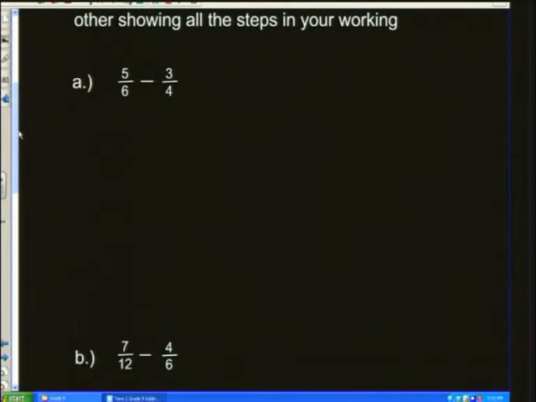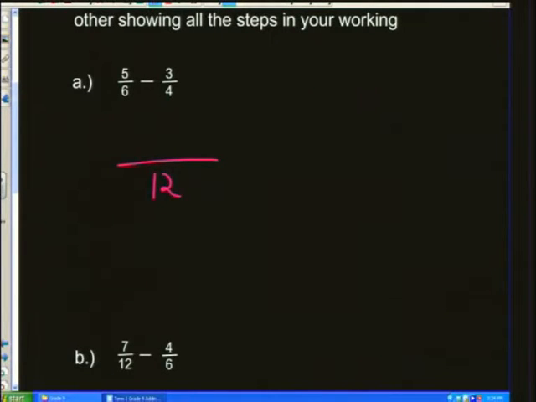So I'm going to do 5 over 6 subtract 3 over 4. Here, I'm going to look for the multiples of 6 and the multiples of 4. So the multiples of 6 are 6, 12, 18, 24. And the multiples of 4 are 4, 8, 12. So you stop at 12 because 12 appears at 6 and at 4 as a multiple.